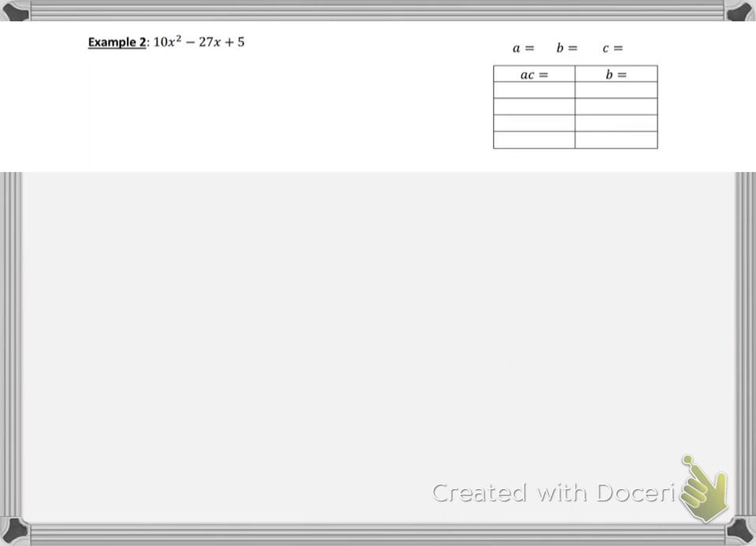So this time we have 10x squared minus 27x plus 5. So again, the first thing we have to do, remember when we factor, is we always look for our GCF. In this case, our GCF is 1, so now we can proceed to using the AC method since we have 3 terms. All right, so our A is 10, our B is negative 27, and our C is positive 5. So AC is going to be 50, and B is negative 27.